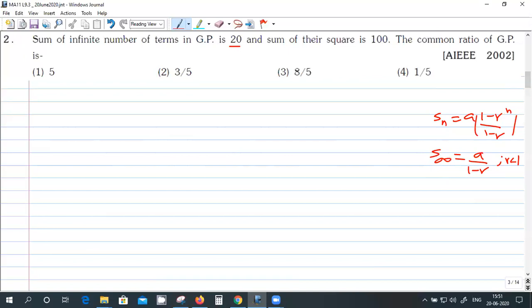Is it clear? Yeah. Okay, so this formula you can use. Yeah, from this you can solve. It's not difficult.